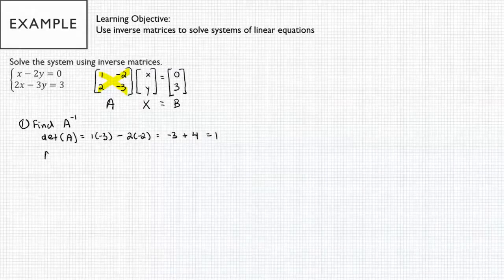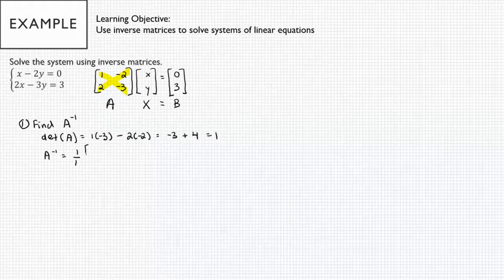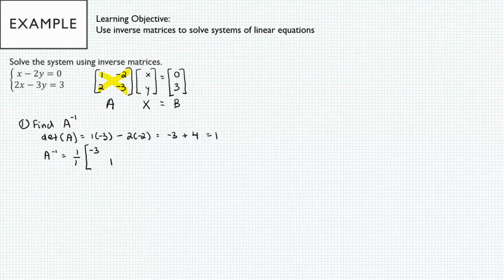So A inverse, we would just have 1 over 1 in front. Now I need to flip-flop my first diagonal. So that's going to be -3 and 1. Change places, and then change the signs on the other diagonal.